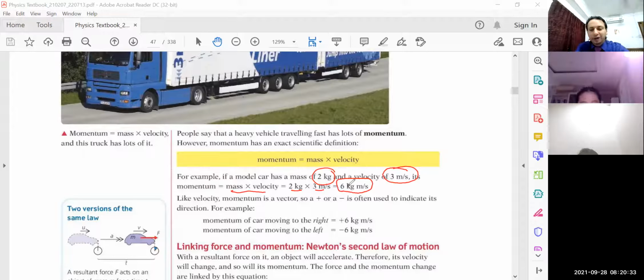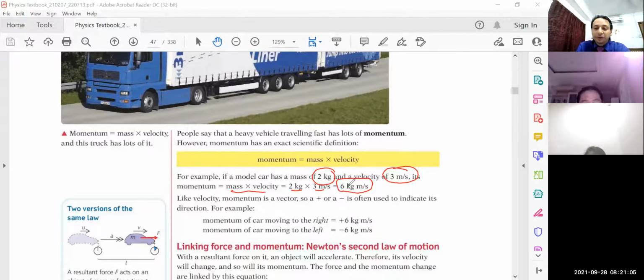Now, children, one thing I want to tell you is that momentum is a vector quantity. Vector quantities are always linked with directions, and their directions are important. Velocity is a vector quantity, force is a vector quantity, and similarly momentum is a vector quantity. And if momentum is a vector quantity, the direction is very important.